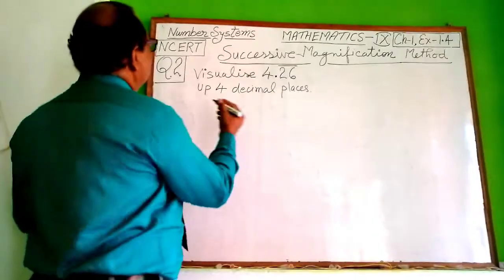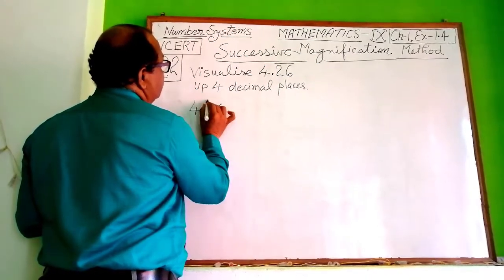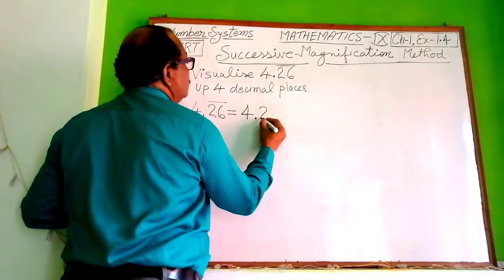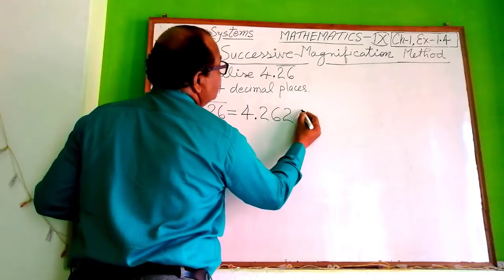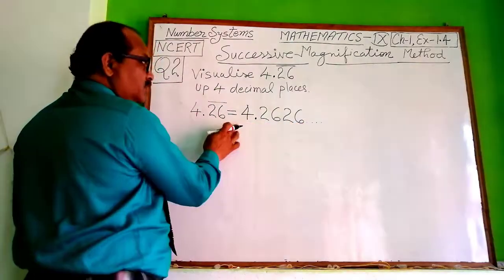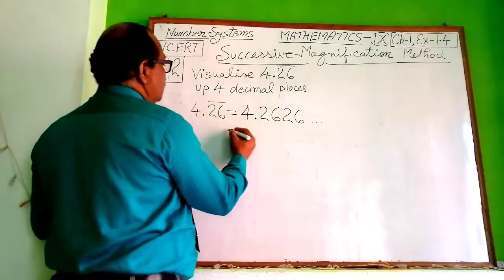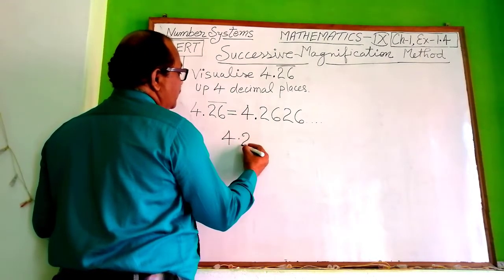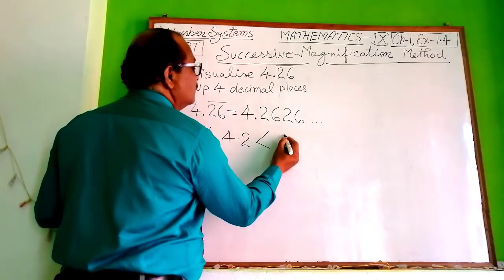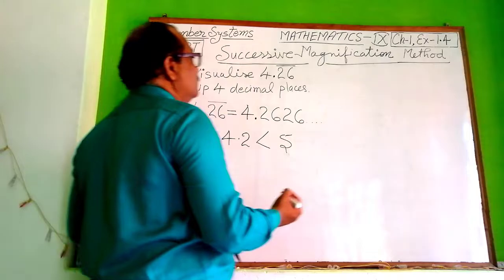So see the meaning of this one. 4.26 repeating means 4.26, 26 and so on. We will represent up to this 4th place. So very easy. You can see the number, this one 4.2, where it is between 4 and 5. So the first step will be to represent this step here.